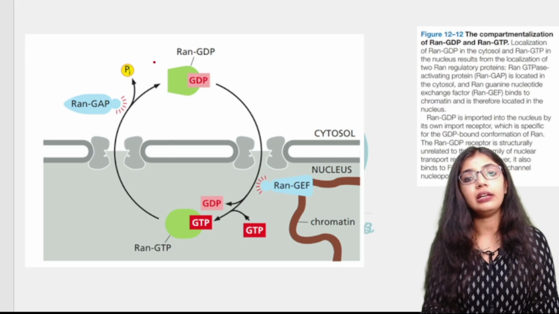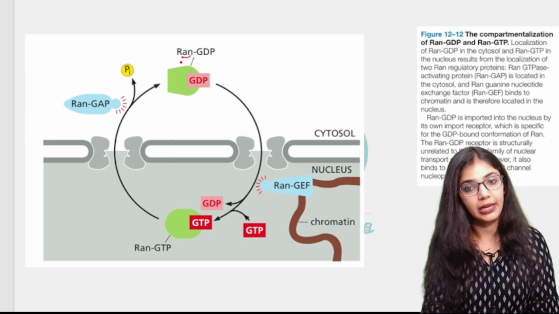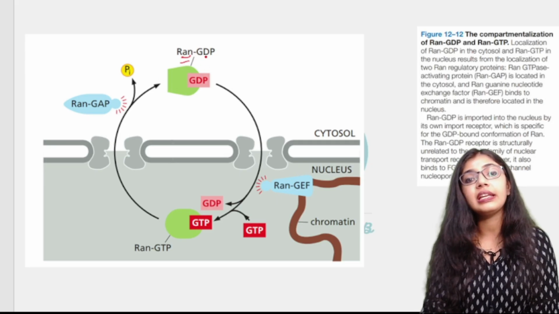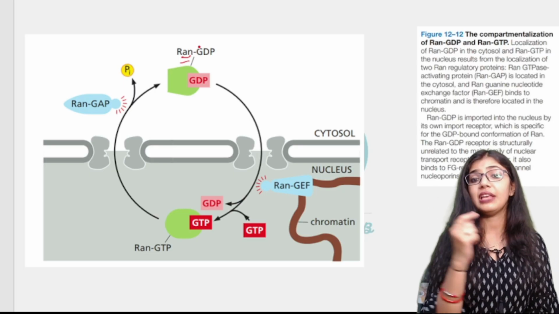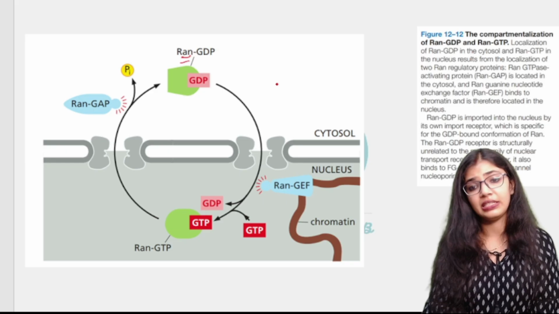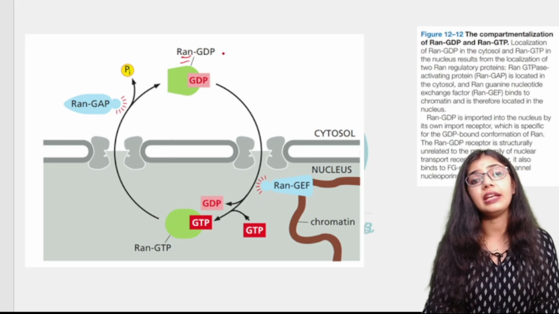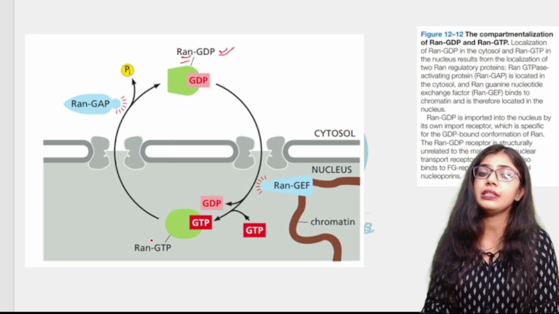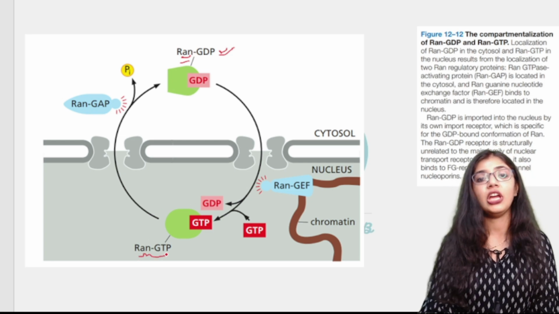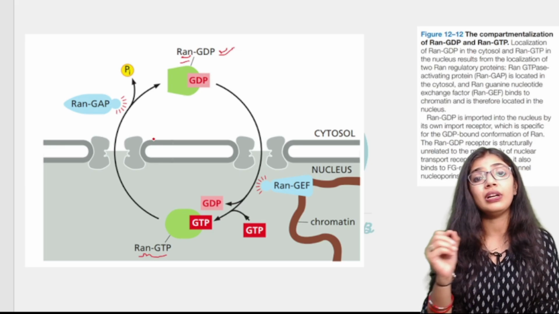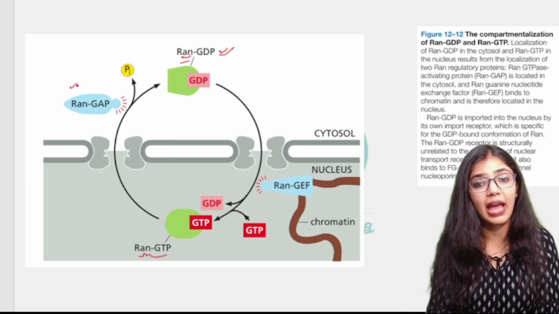Like we can see here, there is a requirement of RAN. The RAN which is present can be in the form of GDP as well as GTP. In the cytosolic side, in the cytoplasm, it will be present in the form of RAN GDP, and in the nucleus it will be in the form of RAN GTP.